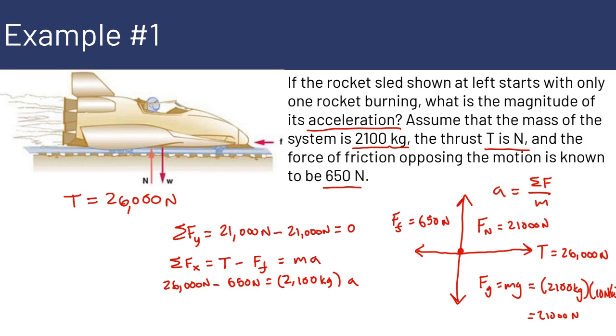So 26,000 minus 650 divided by 2,100 kilograms gives us our acceleration. So our acceleration then is equal to 12.1 meters per second squared.